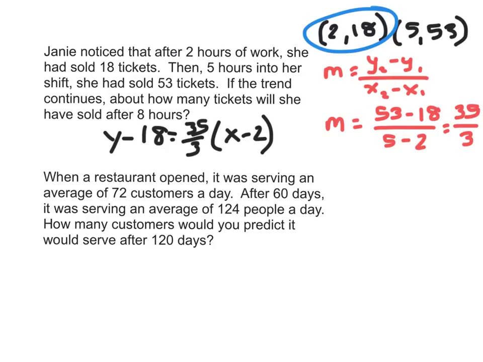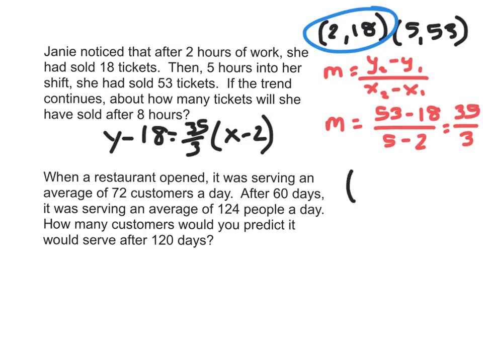The second example says, when a restaurant opened, it was serving an average of 72 customers a day. After 60 days, it was serving an average of 124 people a day. How many customers would you predict it would serve after 120 days? All right, so again, you should notice input, output. So on opening day, 72 customers. After 60 days, 124 customers.